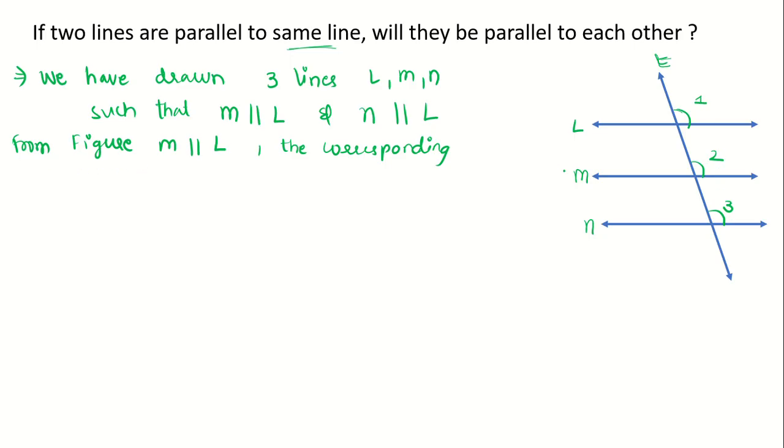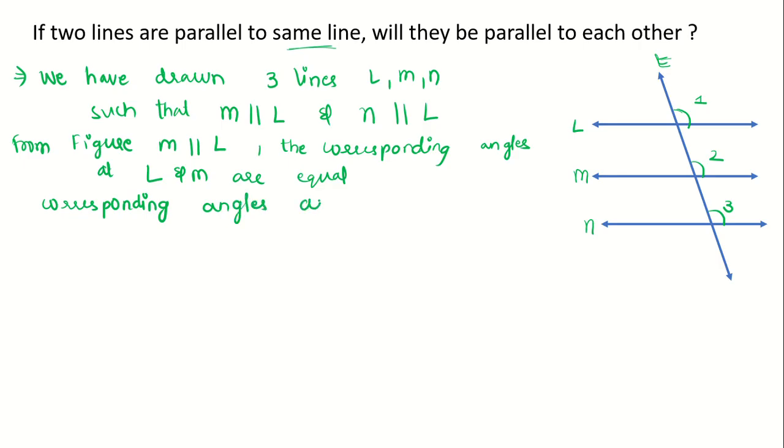So from the figure, line M is parallel to L and the corresponding angles at line L and M are equal. So what are the corresponding angles here? When line M is parallel to L, the corresponding angles are angle 1 and angle 2. Let us say this is equation 1.